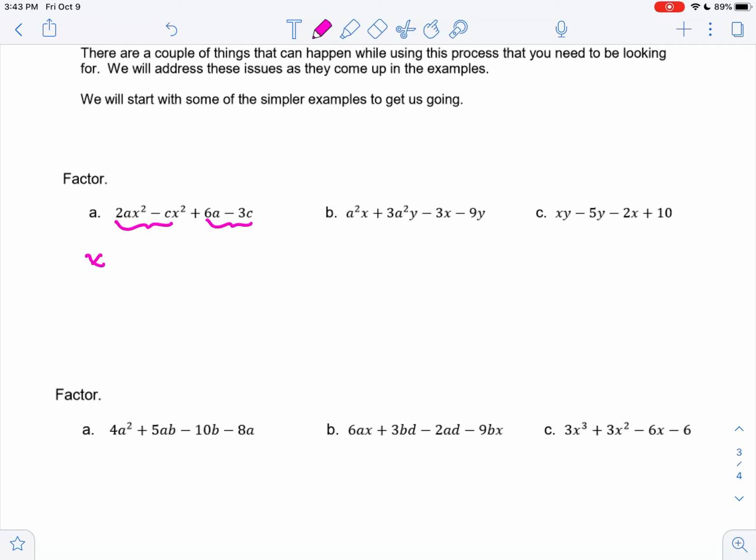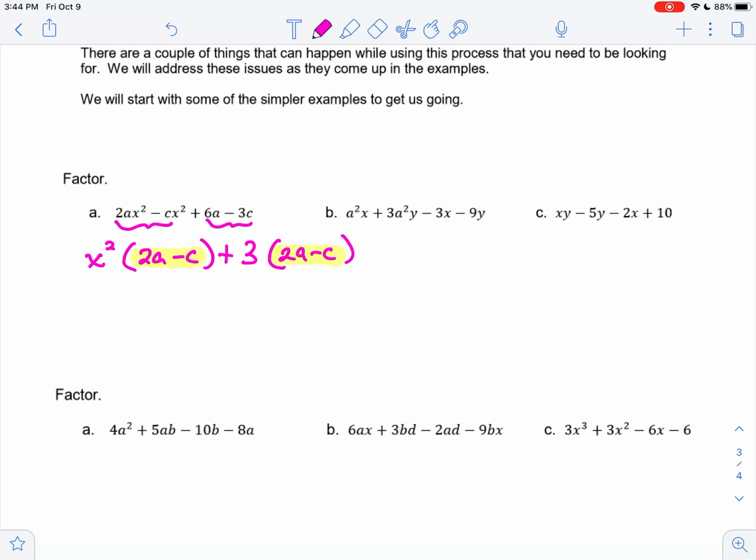So in the first 2, it looks like I can take out x squared. So if x squared comes out, then 2a minus c stays in. And you can double check with distributive property. Okay. Now I have to do plus, because there's a plus in the middle. From 6a minus 3c, it looks like I can factor out a 3. And I'm going to have 2a minus c.